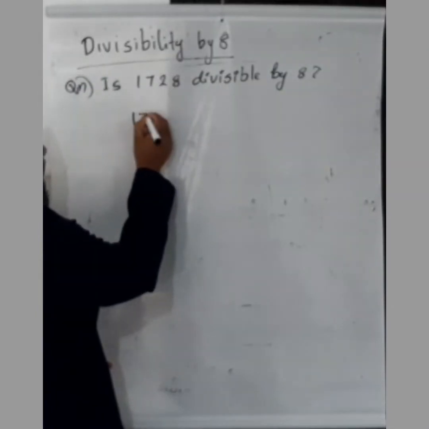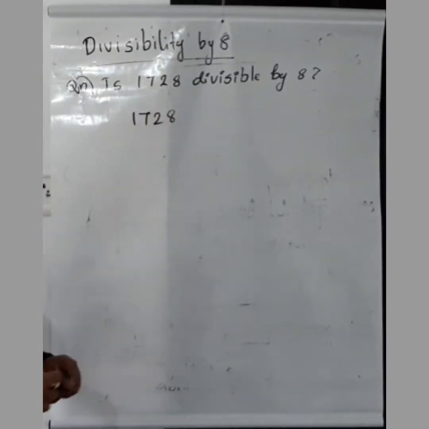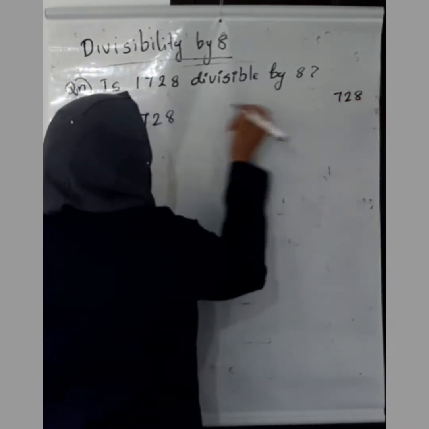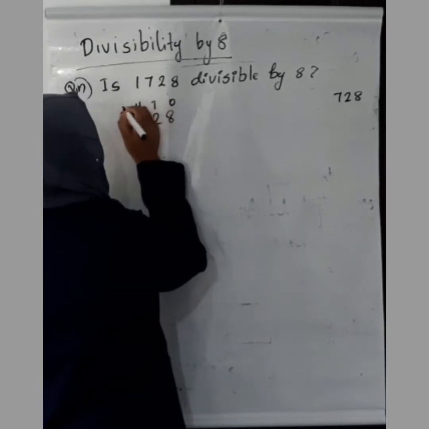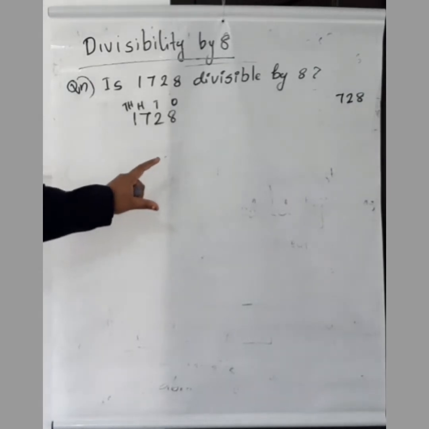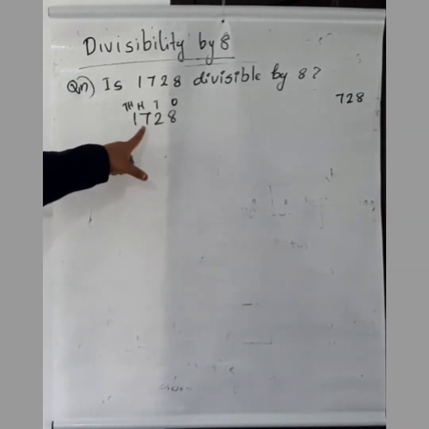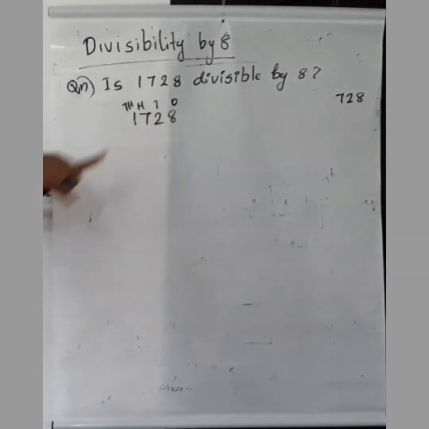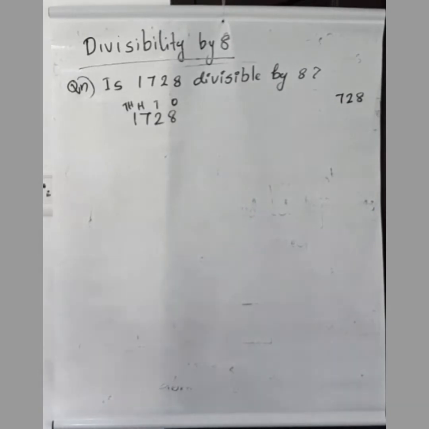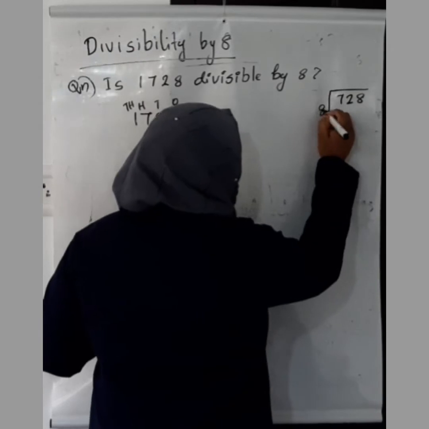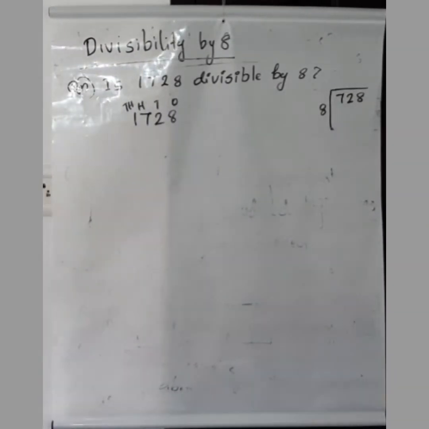So let us rewrite the number 1728. Then we have to consider the digits from ones, tens and hundreds. So which number is formed from the places of ones, tens and hundreds? Yes, it is 728. 8 in the place of ones, 2 in the place of tens, 7 in the place of hundreds. So we have to consider 728 and divide it by 8.